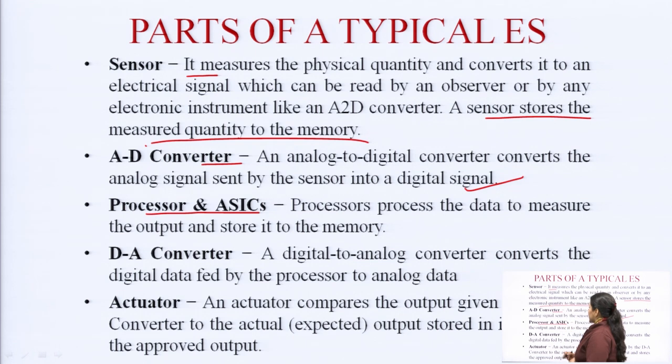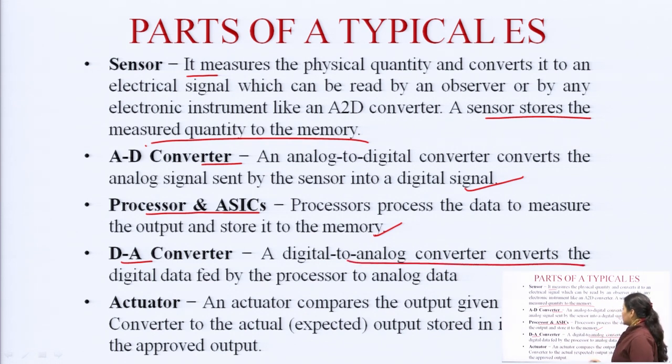What is the role of the processor and ASICs, that is, application specific ICs? Processors process the data to measure the output and store it into the memory. So, without a processor, the data cannot be processed. So, this is the heart of any embedded system application. What is a D2A converter? Whatever physical quantities have been converted into electrical signals, especially in the form of digital pulses, those electrical signals are converted back into analog form using the D2A converter. So, it converts the digital data fed by the processor to analog data.